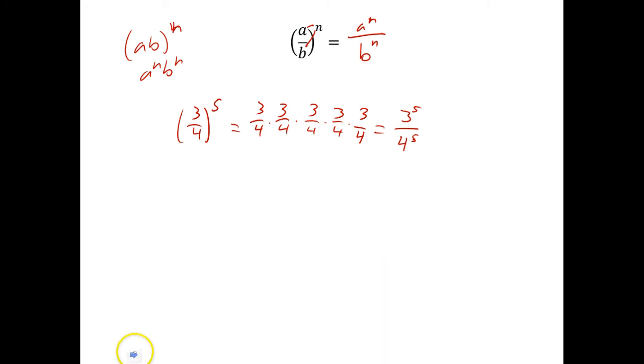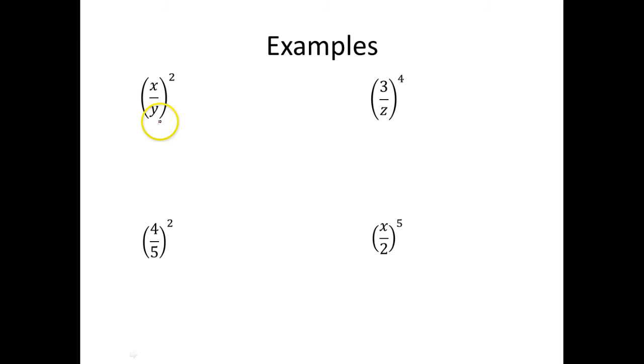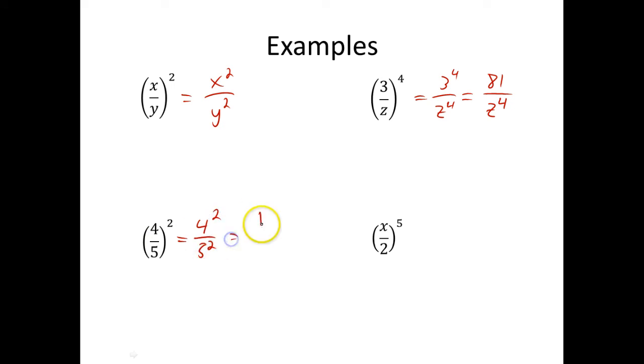All right, let's take a look at some problems with that. X over y squared. It's just x squared over y squared. 3 over z to the 4th. That's 3 to the 4th over z to the 4th. 3 to the 4th is 81, so we just write that out. 81 over z to the 4th. Down here we've got 4/5 squared. Well, that's 4 squared over 5 squared, which is 16 over 25. Should be circling my answers here.